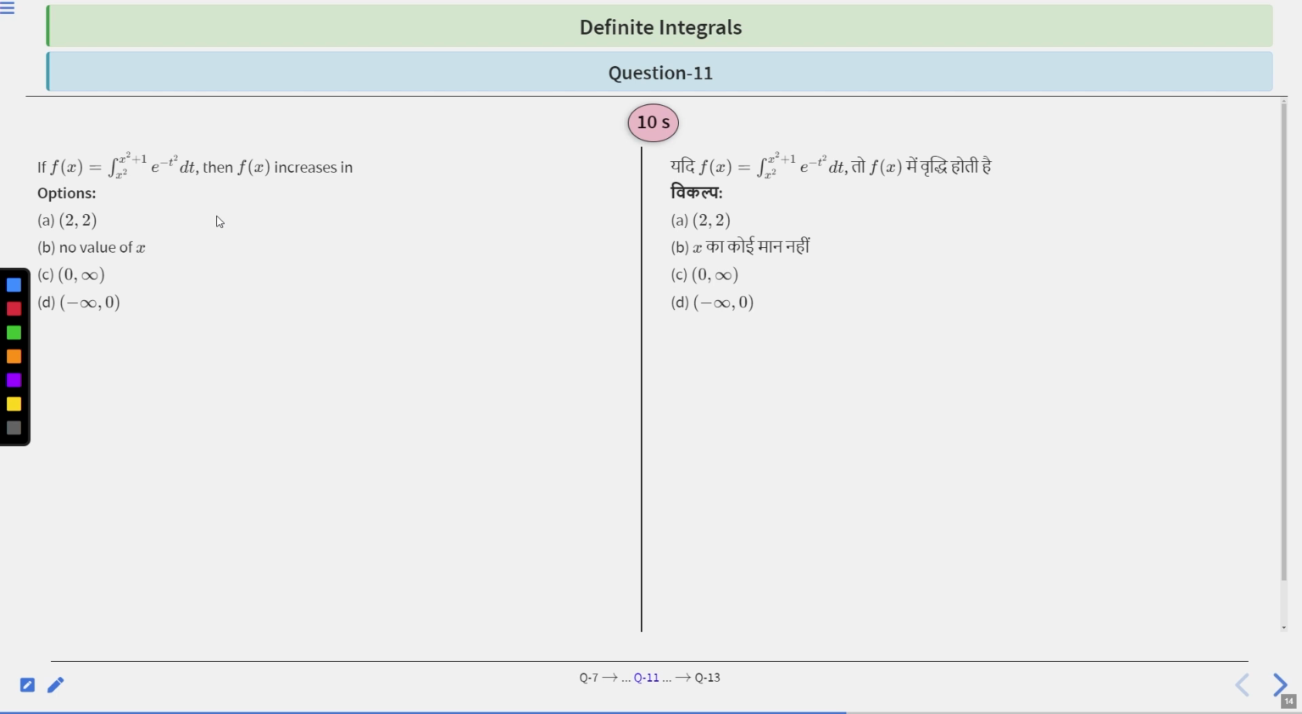So what had we studied for the condition of an increasing function? Let us remind ourselves, we must check the value of f dash x. If f dash x is greater than 0, then f(x) is an increasing function, and if f dash x is less than 0, then f(x) is a decreasing function. So we will differentiate both sides to calculate f dash x, and on the right hand side, we have to apply the Newton-Leibniz formula of differentiation. In this way, you try to approach this question. Now you have 10 seconds to solve it. After 10 seconds, we will discuss the solution, okay?